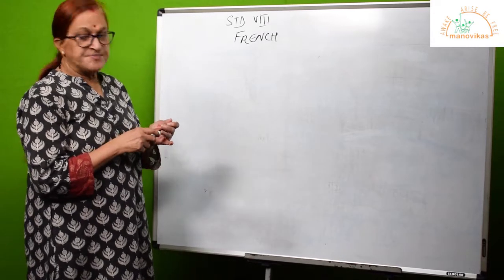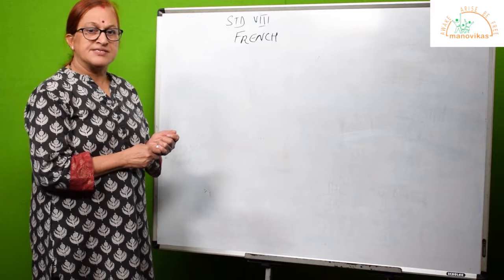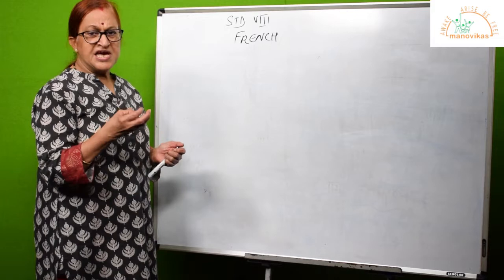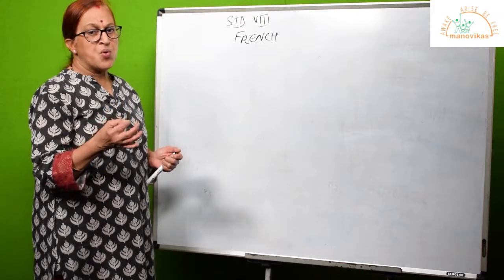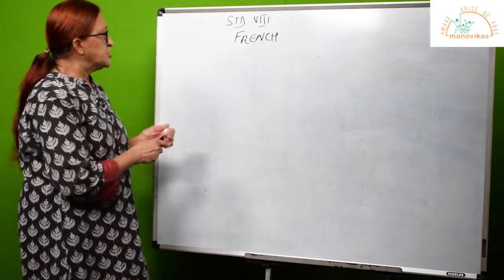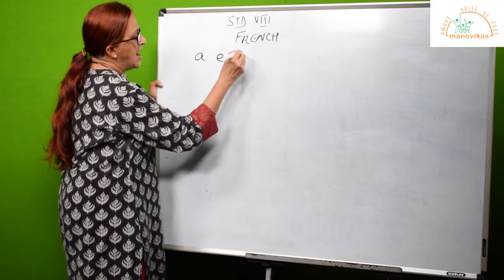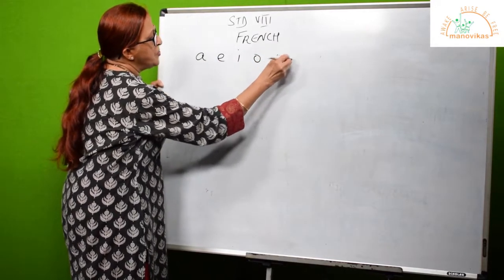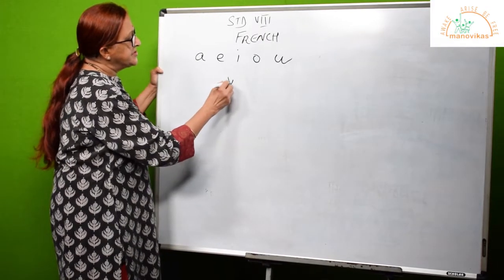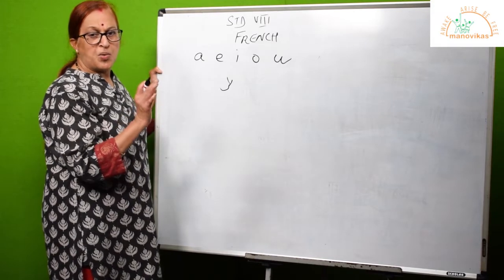As you know, in the alphabet, there are vowels and consonants. So in French also, we have vowels and consonants. Which are the vowels? You know already. We have A, E, I, O, U in English. The same vowels continue in French. So we have the vowels A, E, I, O, and U. In addition, in French, Y is also considered a vowel. So your Igrek is also a vowel.